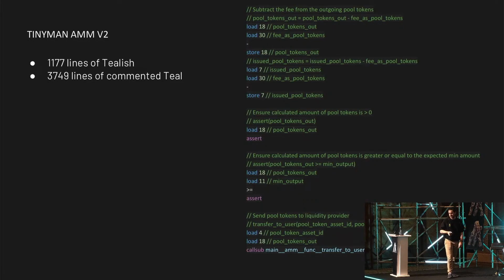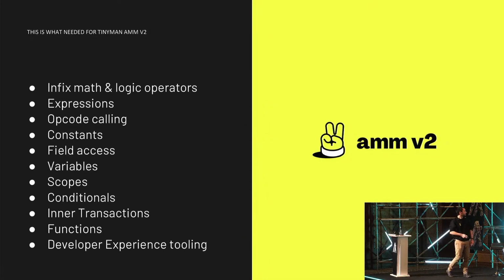And the auditors had great comments, so they didn't balk at the idea of auditing contracts written in a new language. They were quite happy to audit the Tealish, and they had very positive comments about the readability and usability of it. So that told us that it worked. We achieved the aim of creating a readable contract. So this is what we needed for our AMM v2.